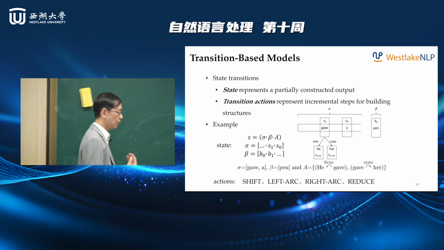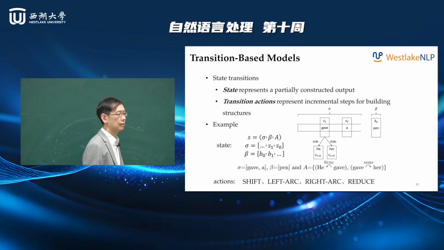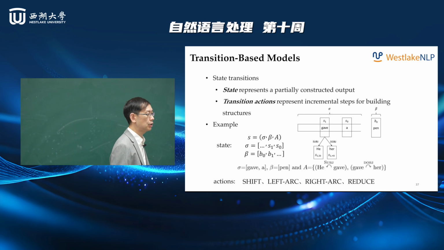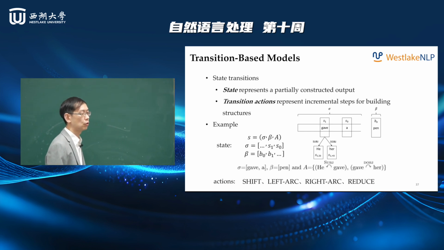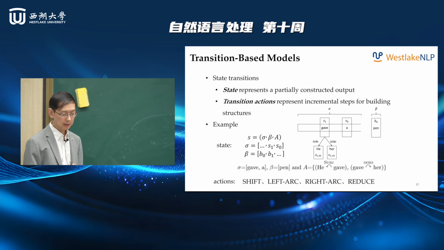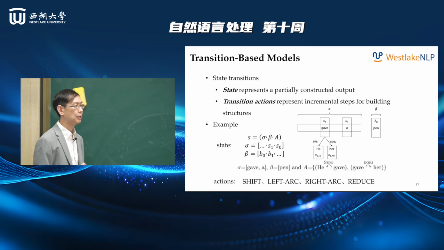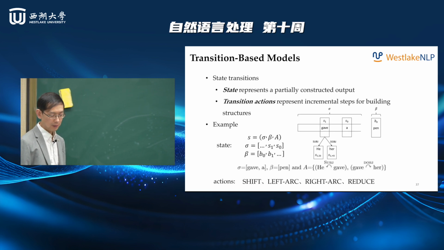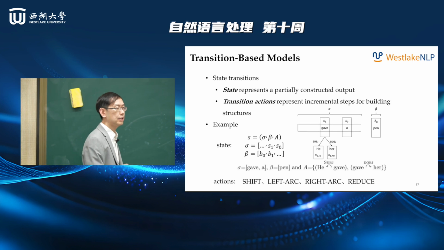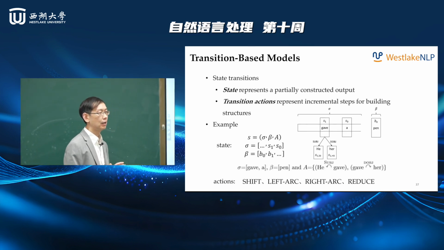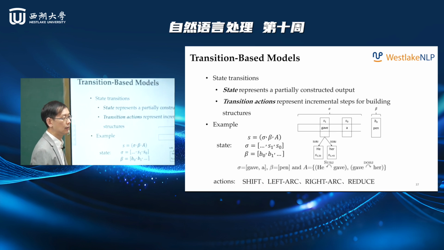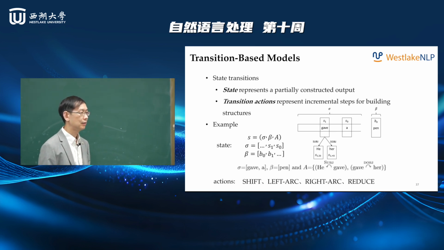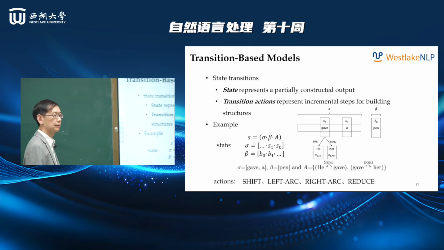This kind of models don't directly predict the graph structure, but turns instead the output building process into a state transition process, where each state represents a partially built output, and transition actions are used, okay, to consume inputs and build output incrementally. Let me take dependency parsing as an example to illustrate transition-based structured prediction. So we have a state which represents a partially built parse tree, okay? And this state consists of a stack, I denote it with sigma, a buffer, I denote it with beta, okay? And a set of arcs that are already built, okay?